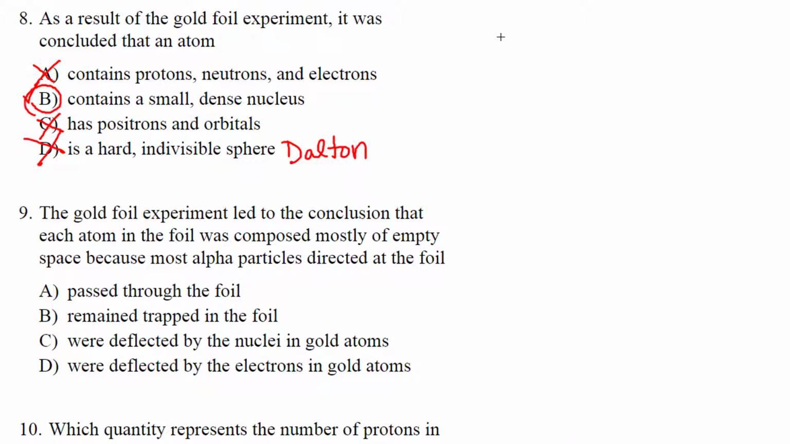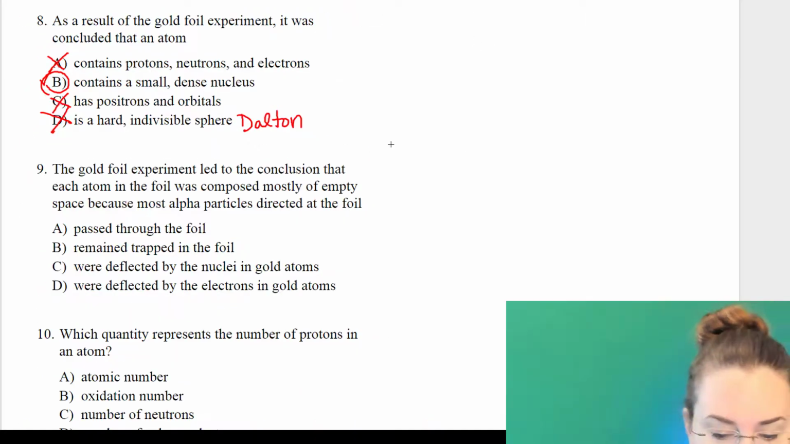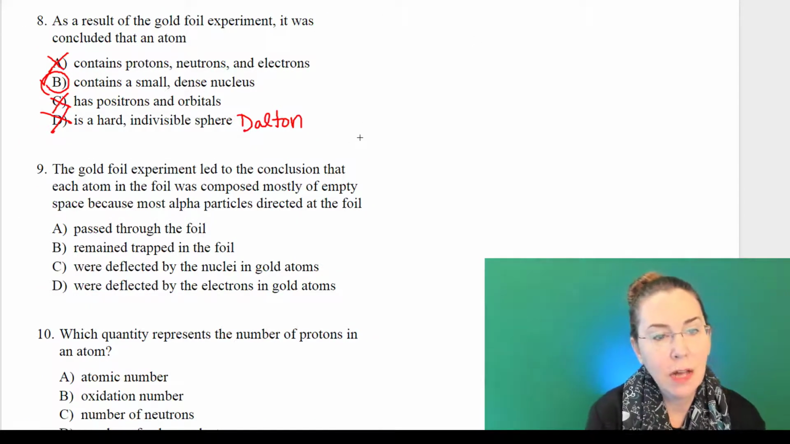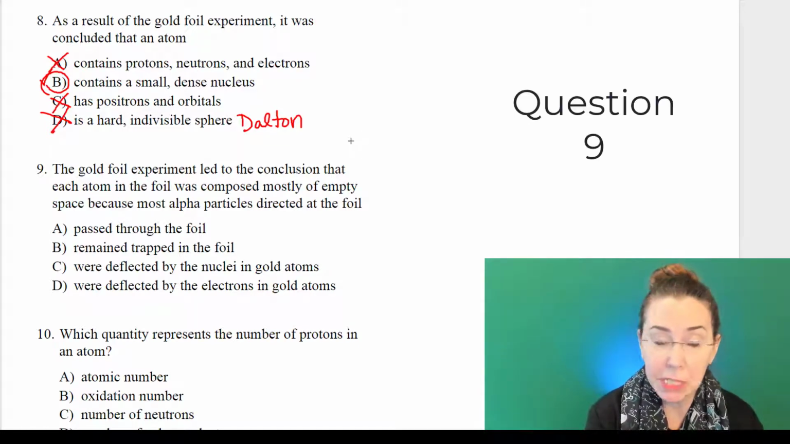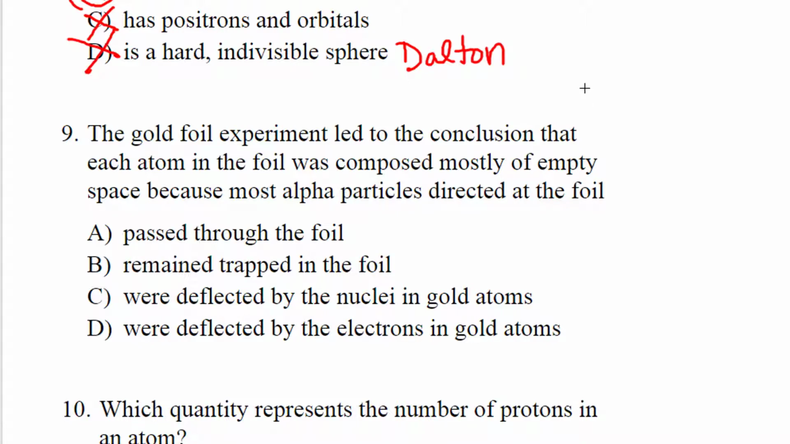Remember, the gold foil experiment conducted by Ernest Rutherford proved two things about the atom. One, that there is a small, dense nucleus, and positively charged, by the way, and that the atom is mostly empty space. And on to question 9. The gold foil experiment led to the conclusion that each atom in the foil was composed mostly of empty space because most alpha particles directed at the foil, A, passed through the foil, B, remained trapped in the foil, C, were deflected by the nuclei in the gold atoms, or D, were deflected by the electrons in the gold atoms.